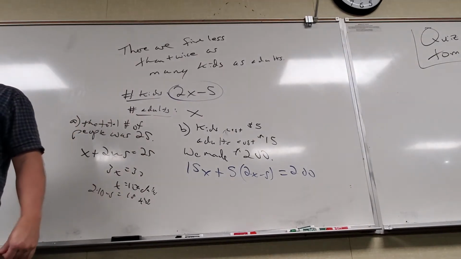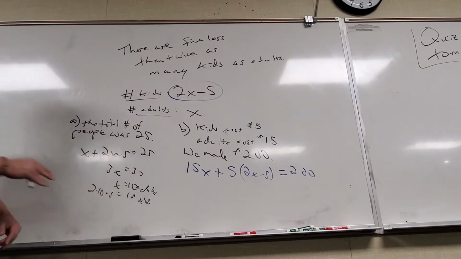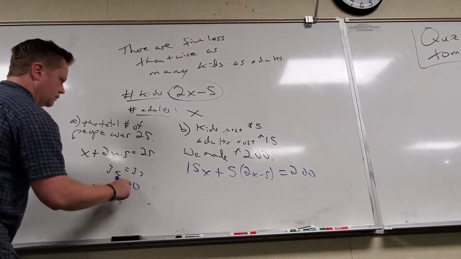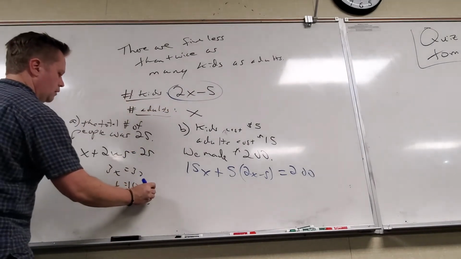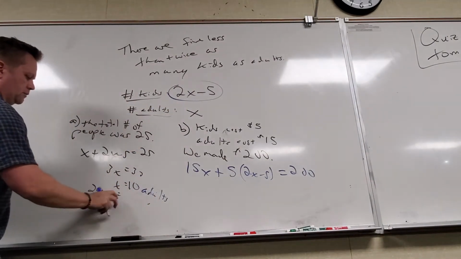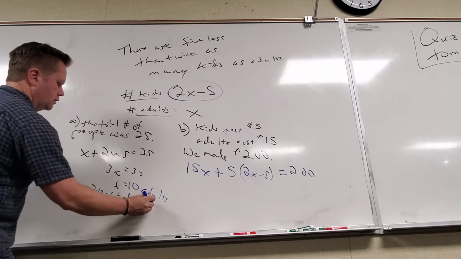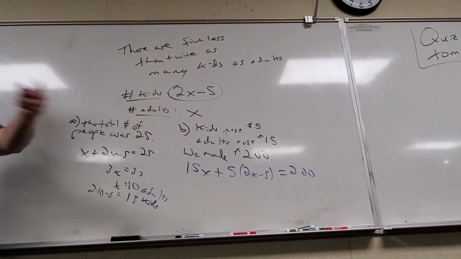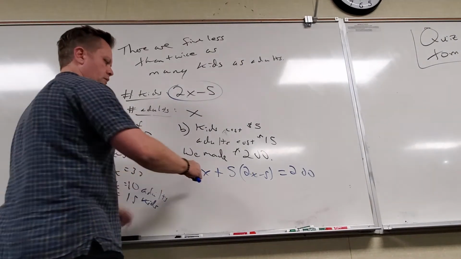Yes? I don't know if I downloaded that, say after. Oh yeah, all right. I kind of got it. Sorry. So this was 10, right? And 10 was adults. And so there would be 2 times 10 minus 5, 15 kids. Oh, okay. Yeah. And you check it, 10 and 15 is 25, yay. Okay, thank you.